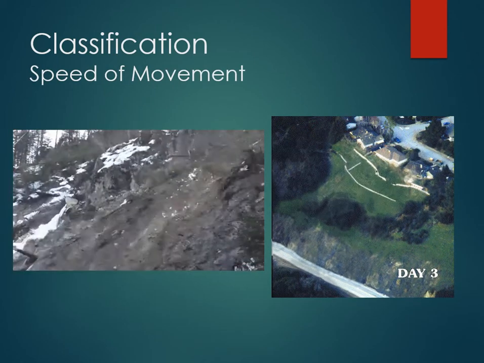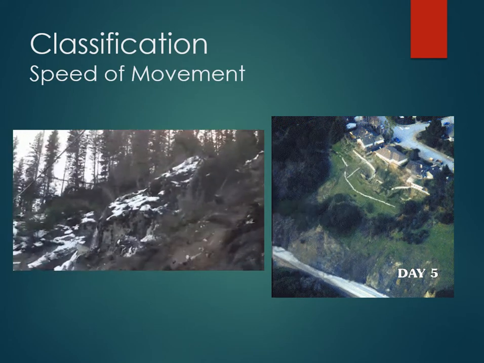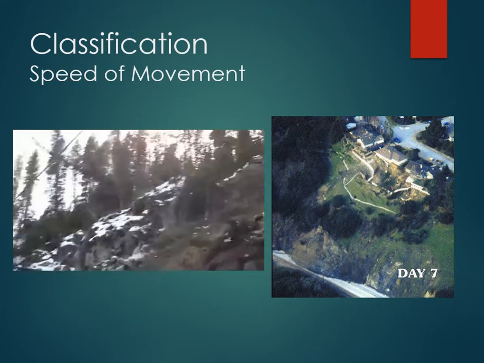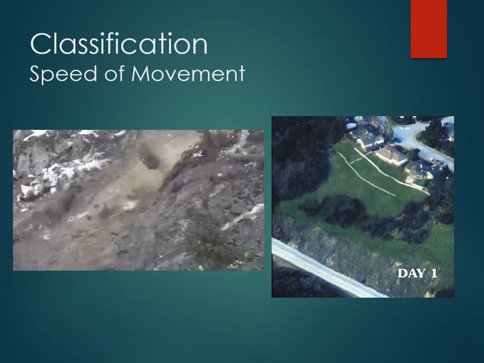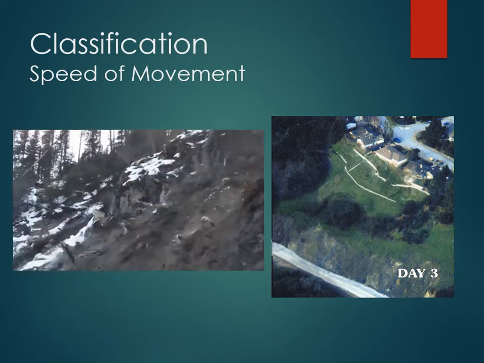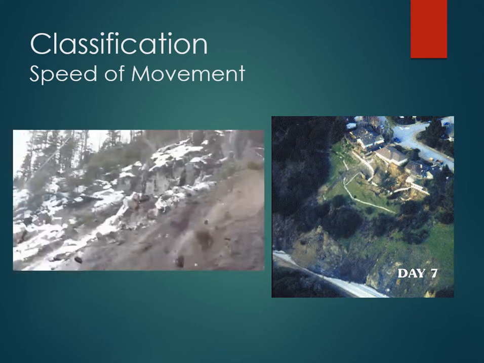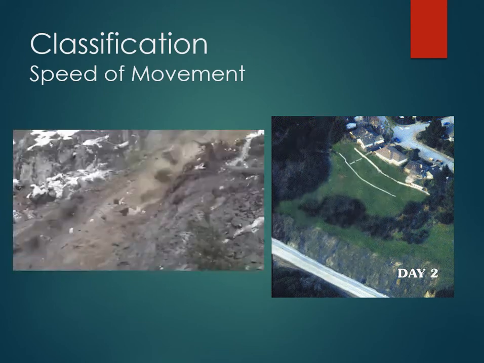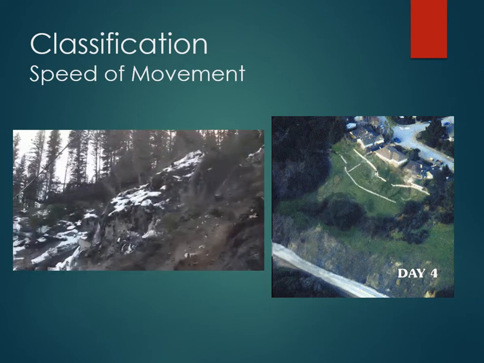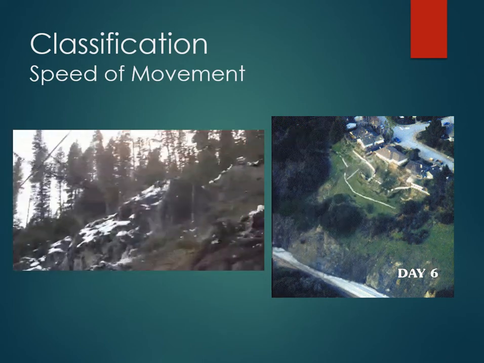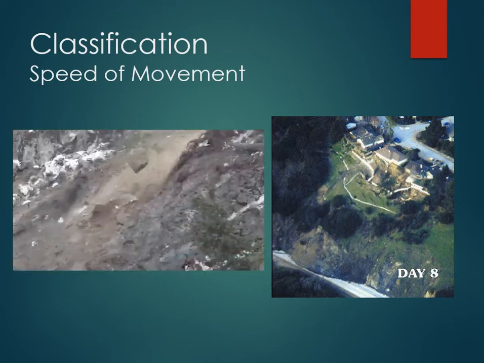The next thing we're going to look at for a classification is the speed of the movement. I've got you a couple little animations here. On the left, you can see rocks are tumbling down really fast. What that means is a fast-moving landslide is when things are moving really quickly, and these tend to be the deadliest types of landslide events.